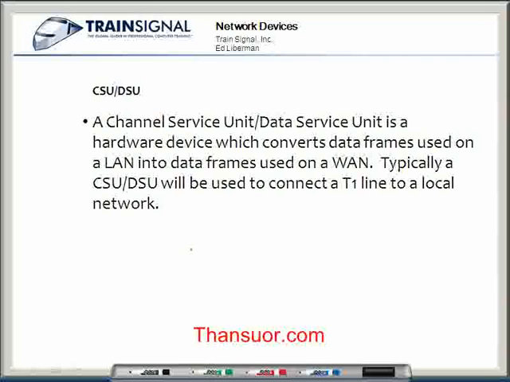But when you have a T1 line, you will have a CSU DSU connecting that T1. It'll actually terminate the T1 line, and then will begin your internal network.